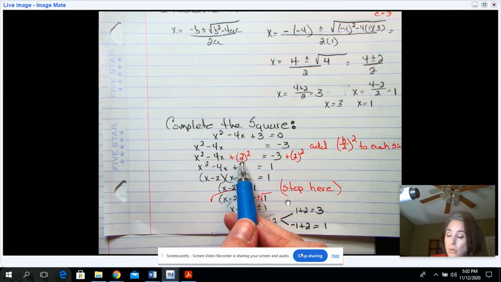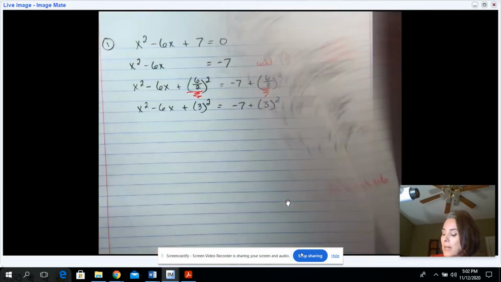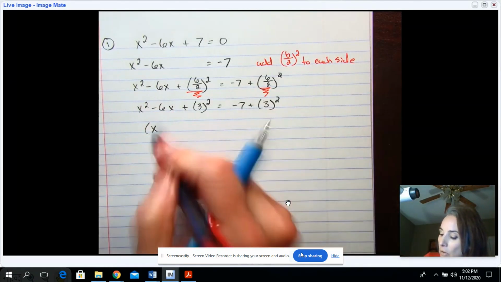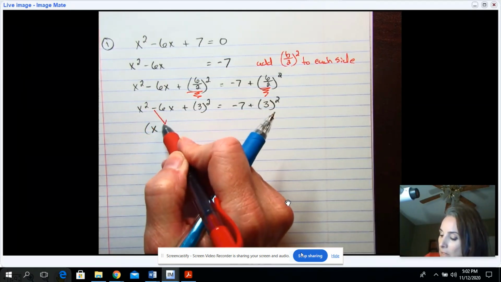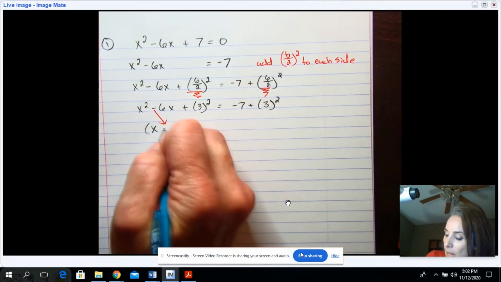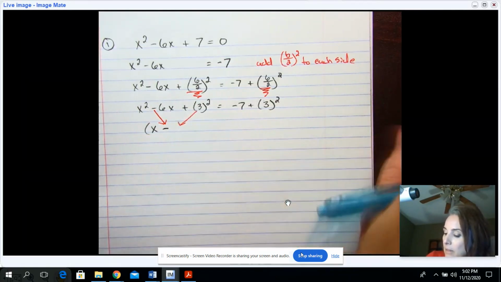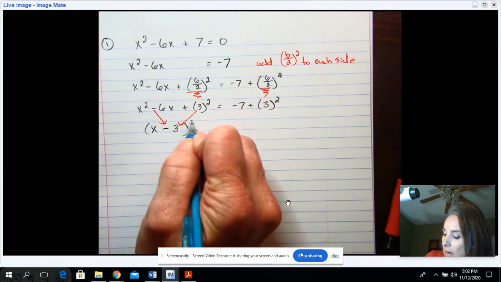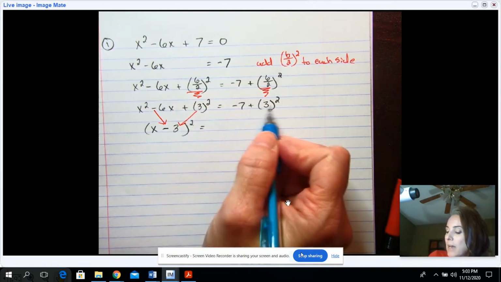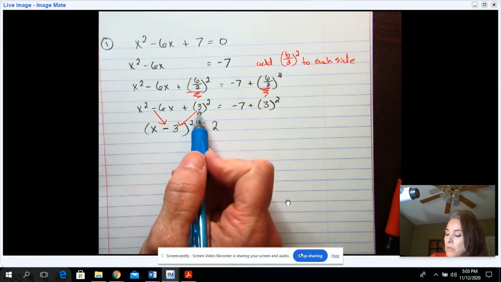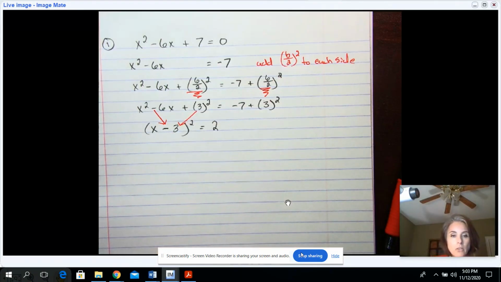I just need that 2. So I take that sign right here and I use that 2 and I have exactly what I need. So this is going to be x, you're going to use whatever sign is in front of b, and then you're going to use whatever is inside the parentheses, quantity squared, and that equals negative 7 plus 9, which is 2. And then you can stop. That's as far as we need to do. So we're going to use this sign and we're going to use this number. And that's it. That's all you've got to do.